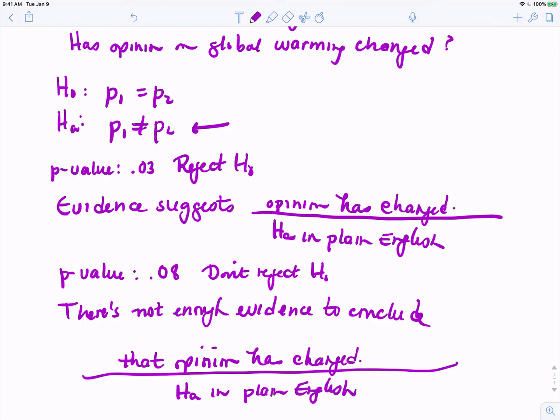This is really important. Writing conclusions to a hypothesis test is not a time to engage in creative writing. It's not the time to put your own spin on things, because sometimes when you do that, you accidentally make a mistake. For example, you accidentally say things like, you proved that opinion is the same. Saying that there's not enough evidence to conclude that opinion has changed is different from saying opinion is the same.